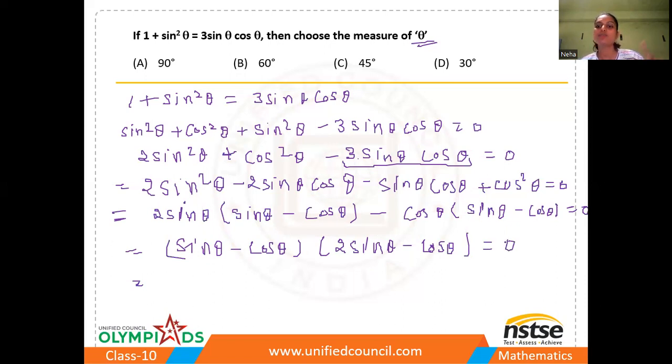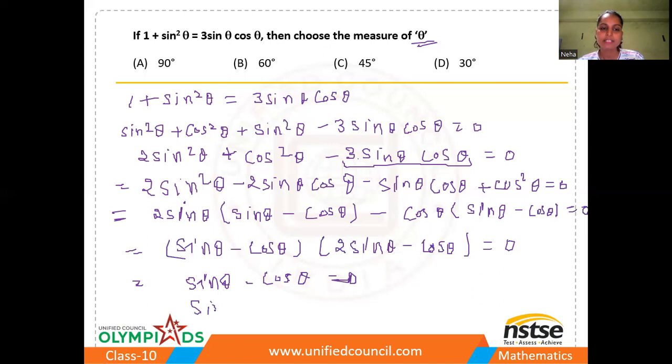Now we have two factors for this equation, right? The first factor is sin theta minus cos theta. The next factor is 2 sin theta minus cos theta. Clear? So from the first factor, I can say sin theta is equal to cos theta, or sin theta minus cos theta is equal to 0.